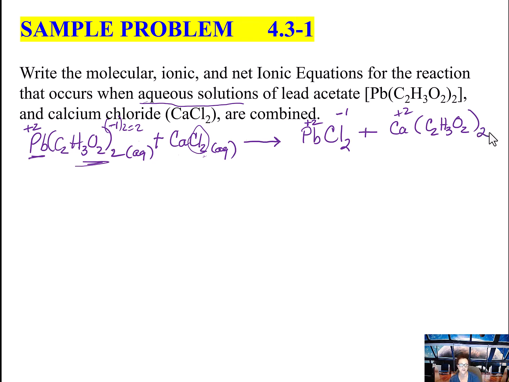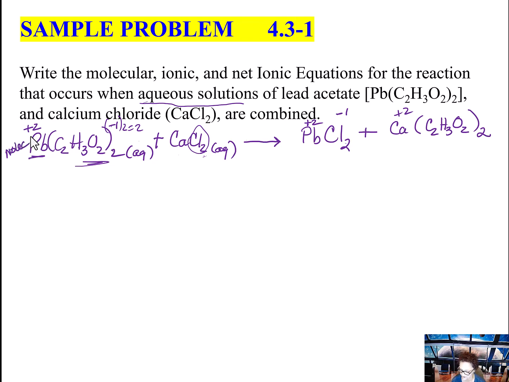Now I've got to make sure that this is balanced, because if it's not balanced, I'm going to have to go back and balance it before I do anything else. In this case, it's balanced. You can always check that: 1 lead, 2 chlorines, 2 chlorines, 2 acetates, and 1 calcium. So it's balanced. So this is the molecular equation.